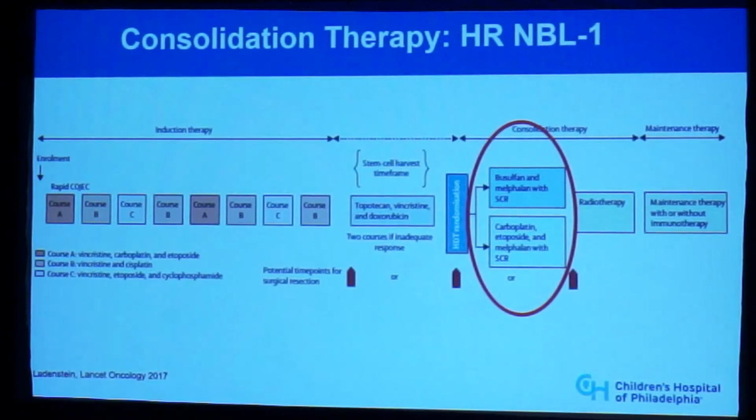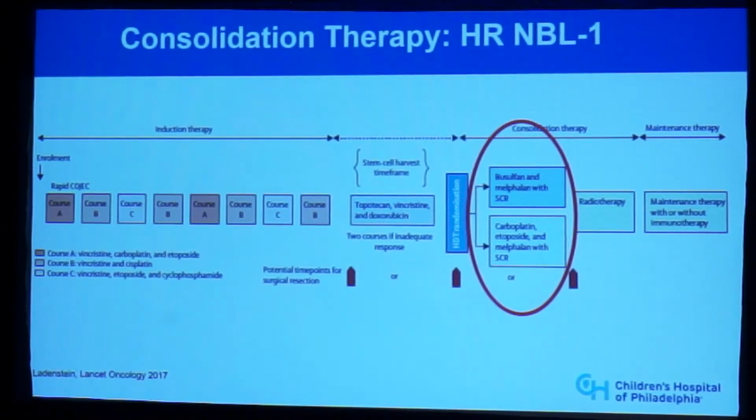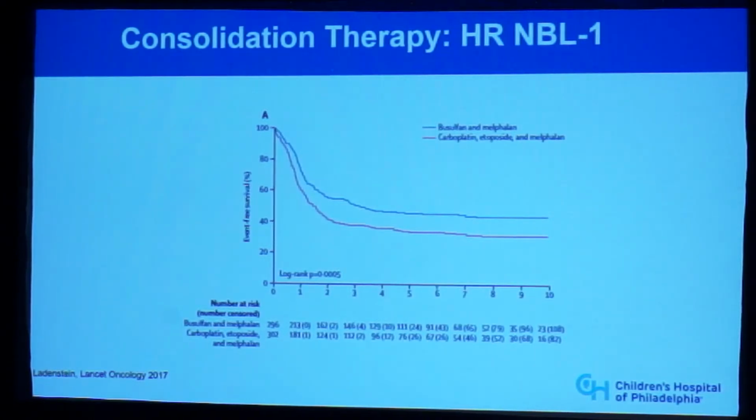So the SIOPEN group took a look at this and said, let's do a randomized comparison, let's see which one is better. And importantly, this was following a rapid COJEC induction, so all patients got the same induction, and then patients were randomized to either busulfan melphalan or carboplatin, etoposide, and melphalan. The results of those were published by Ruth Ladenstein's group in 2017, and I think many people have seen this. The difference here with busulfan melphalan and carboplatin, etoposide, and melphalan in terms of event-free survival is shown in this figure.